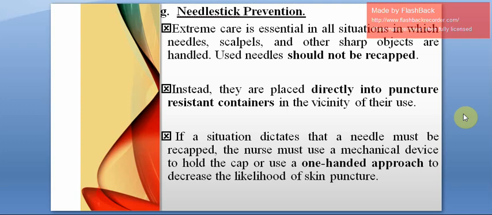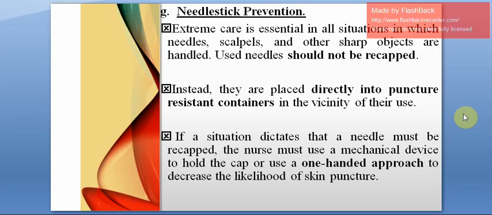Next is the most important topic, that is preventing needle stick injury. Needle stick injury happens whenever you try to recap your needles. For example, you have given an IM injection or intravenous injection, and after giving that injection, some people have the habit of recapping the needle after using. At that time there are chances that you will get an injury from the sharp object. So our first and foremost preference is to prevent needle stick injury.